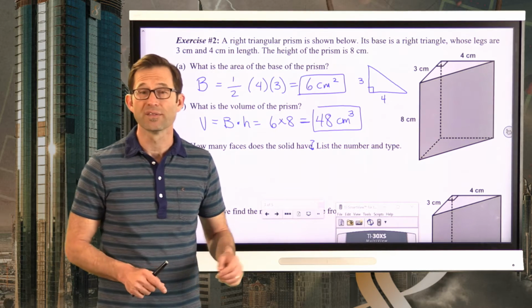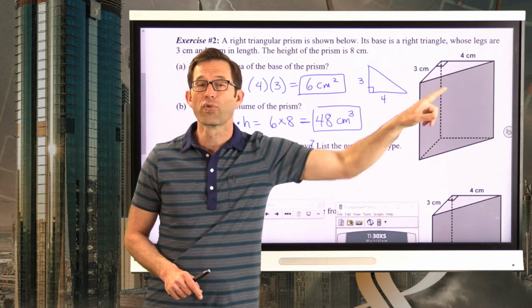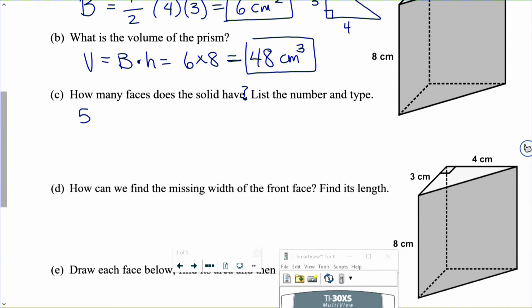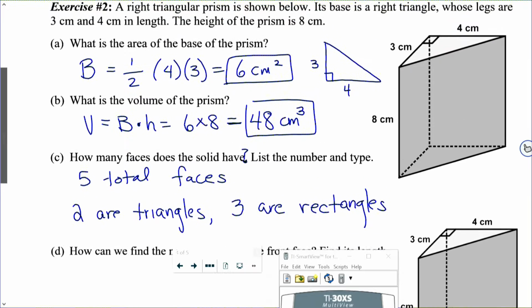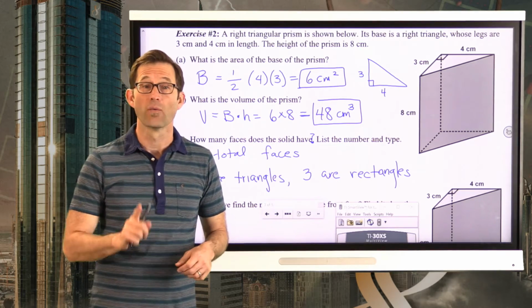Well, there are a total of 5 faces. There are the 2 identical triangular bases, and then there are the 3 lateral faces. So we have 5 total faces. Okay, so 2 are triangles. Those are my base faces. And 3 are rectangles. All those lateral faces are rectangles, which we can pretty easily see, and it's because this is a right prism.